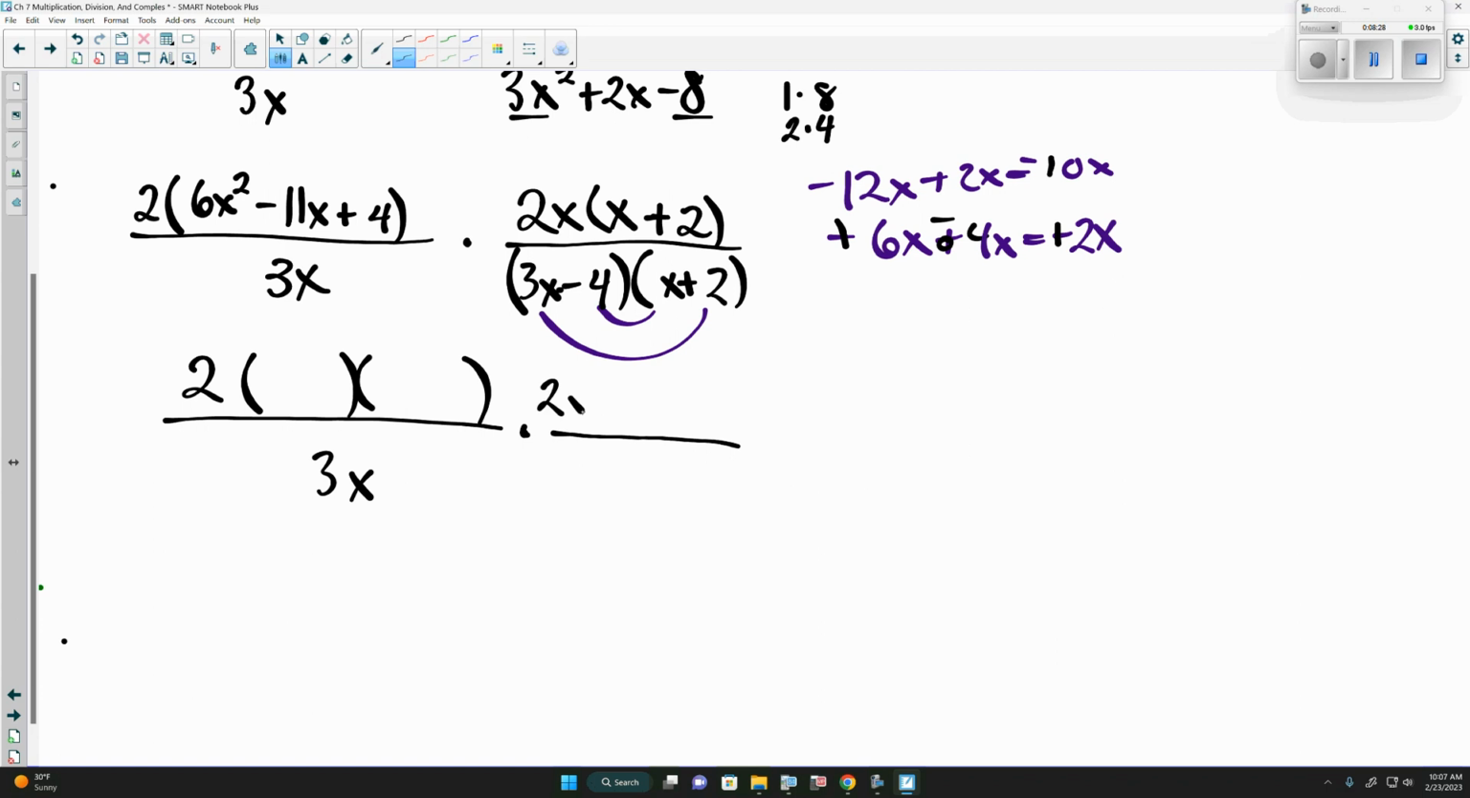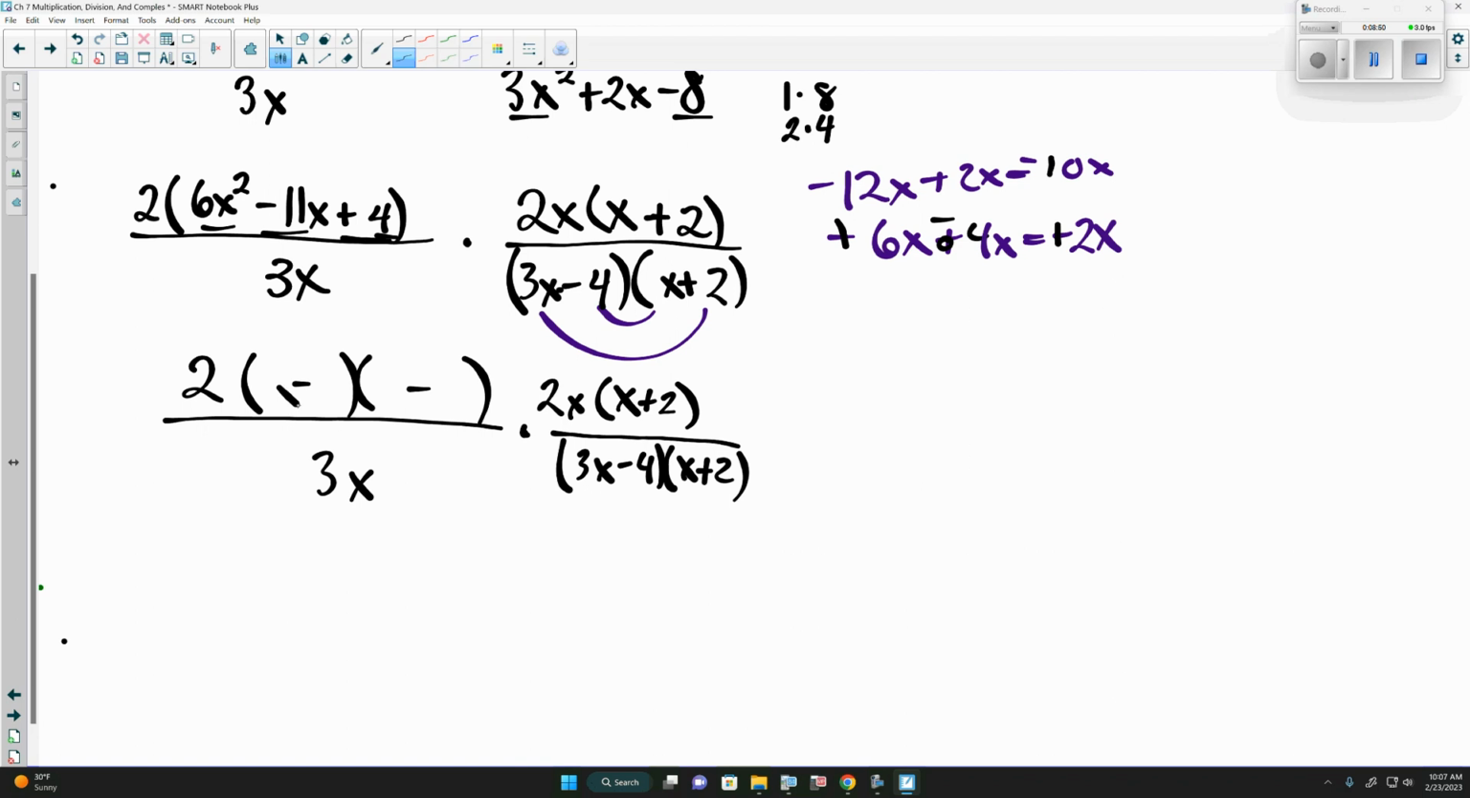Now we have one last thing to factor. It is our 6x squared minus 11x plus 4. Since our third term is positive, the signs are the same and match the sign of the middle term. So negative and negative. Then we need to find the factors of the first and third term.